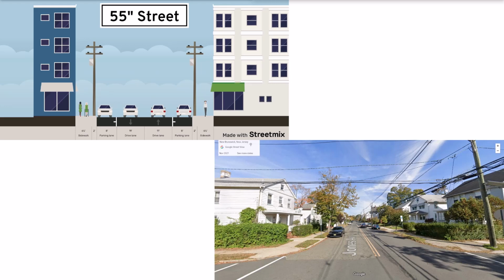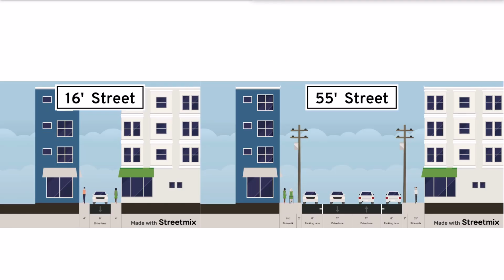As stated before, an average American residential street is around 55 feet wide, which usually consists of a curb, sidewalk, parking lane, and a driving lane, which is then mirrored on the other side. Jones Street in New Brunswick represents this typical American street model perfectly, with the right-of-way width at approximately 55 feet according to Google Maps. When looking at two different street sizes side by side, the difference is quite jarring.